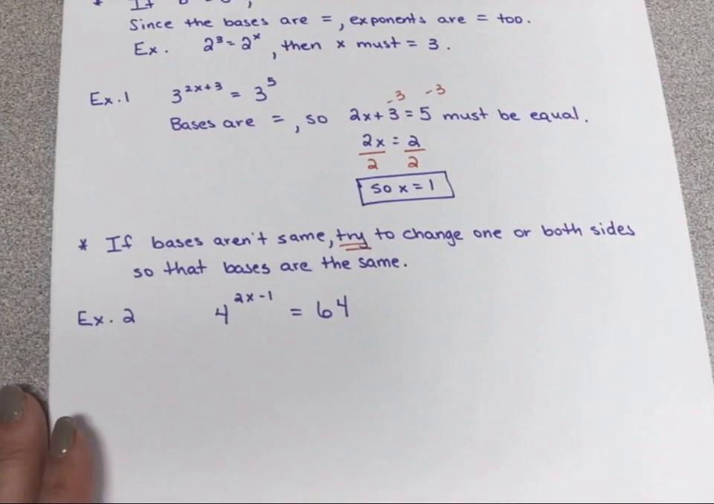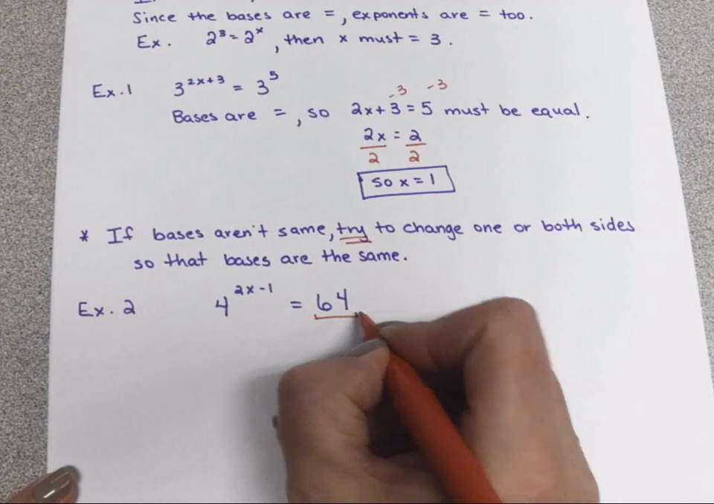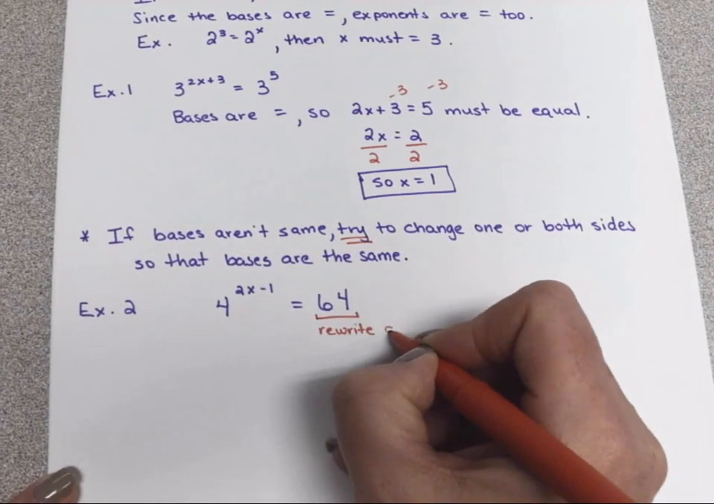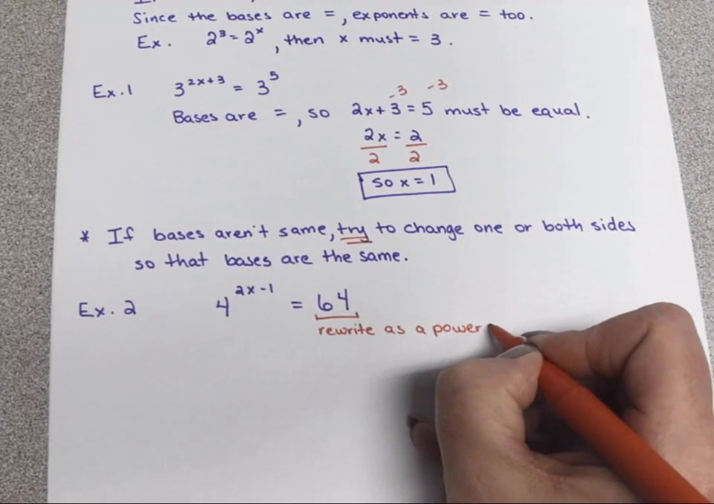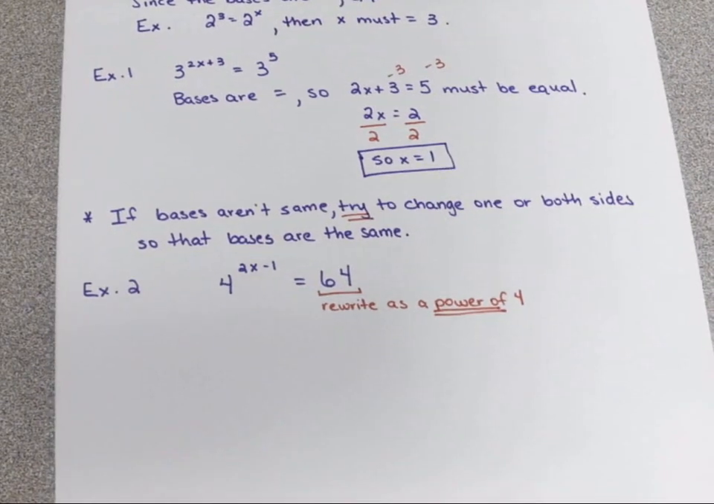Now notice the understood exponent for 64 is 1, right? But I don't even care about that because I'm not allowed to set the exponents equal to each other. Why not? Yeah, the bases aren't the same yet, okay? So maybe we could rewrite this as a power of 4. Now I'm not talking about 4 times something. When I say a power of, it has to be like 4 raised to a power of something.